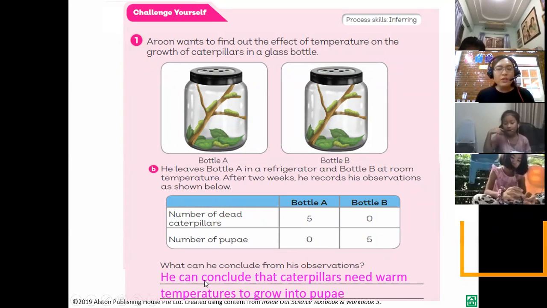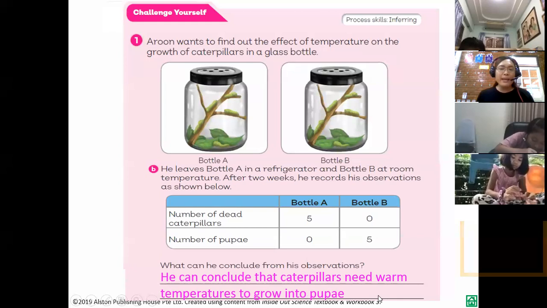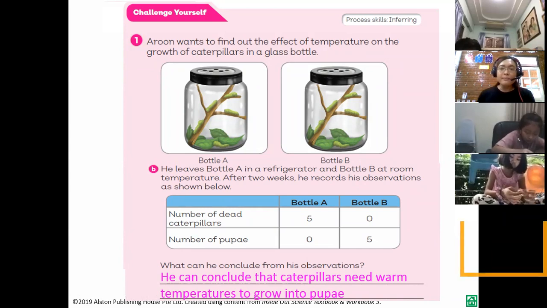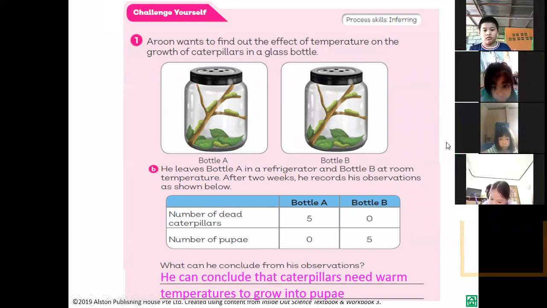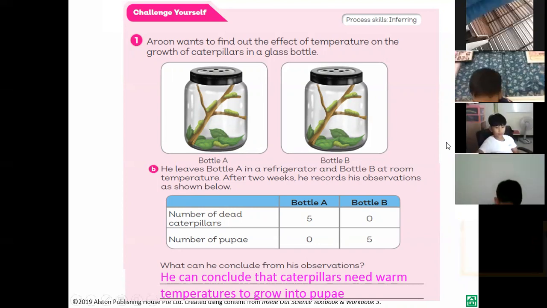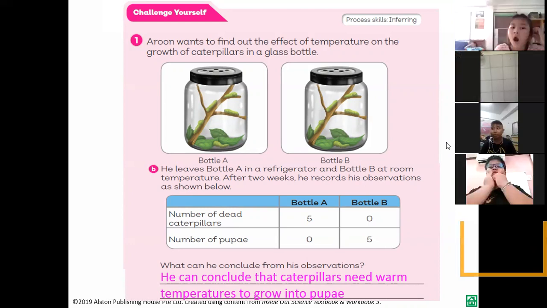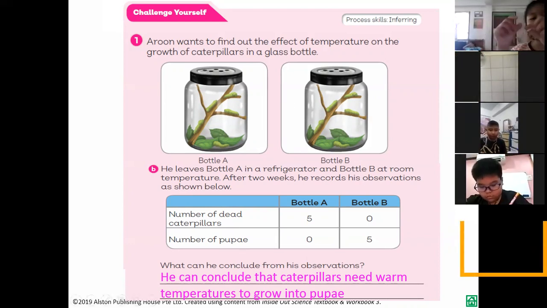Copy this one. He can conclude that caterpillars need warm temperatures to grow into pupae. So Aaron said that if you put the caterpillars at room or warm temperature, the caterpillar will grow into pupa. But if you put the caterpillar inside the refrigerator, the caterpillar will die. Do you understand? It's okay, class. I will explain this when you get back here in school, okay? Teacher Maria will review more on this topic.